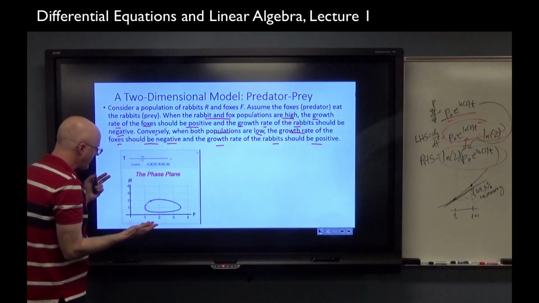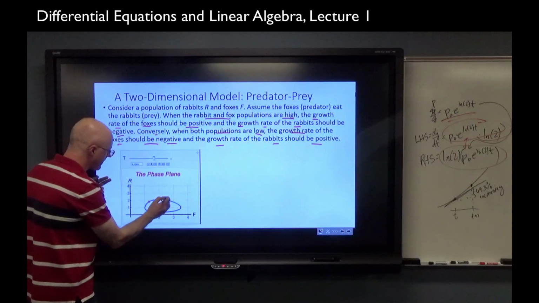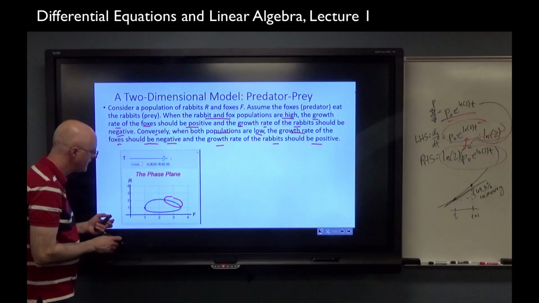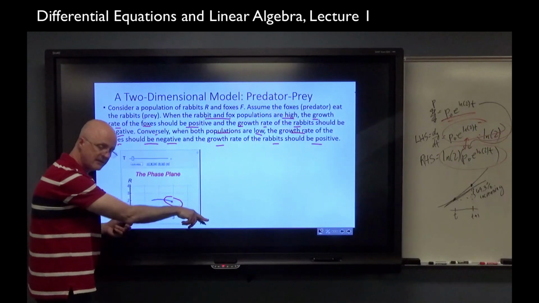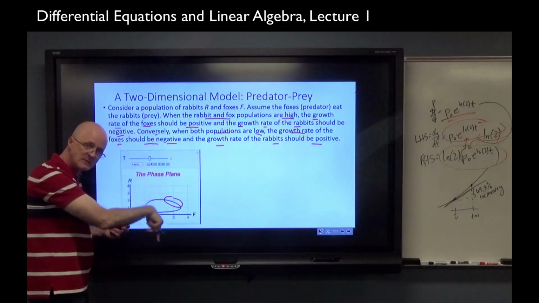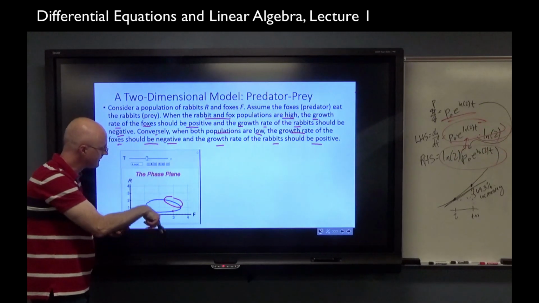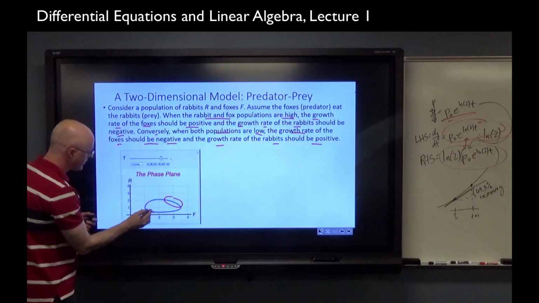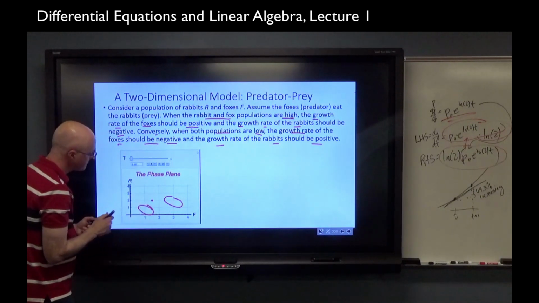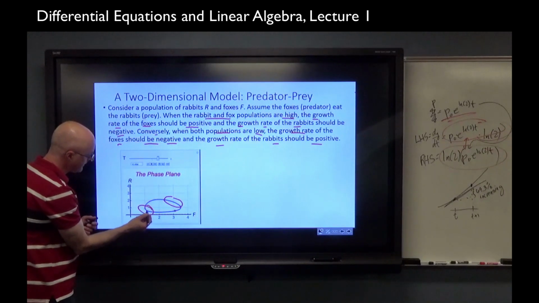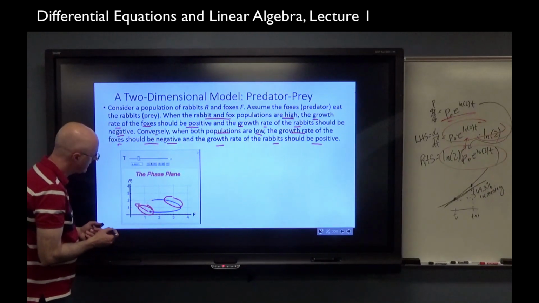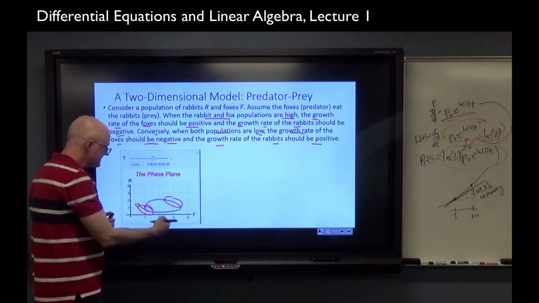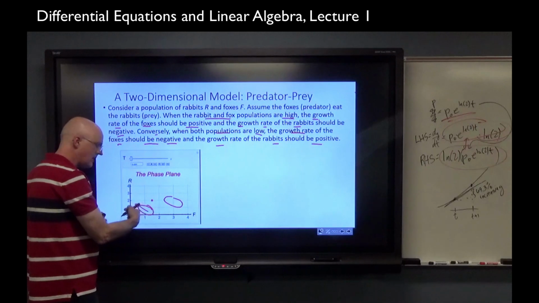Where are these both high? They're both high over here. R and F are both high in that case. What's happening there? The foxes are growing, the point is moving to the right, and the rabbits are decreasing, the point is moving down. The growth rate of the foxes is positive, the growth rate of the rabbits is negative. On the other hand, when they're both low in value, over here, the point is moving up and to the left, this direction here. The rabbit population is growing because it's moving up. And the fox population is decaying, it's going down, it's moving to the left.